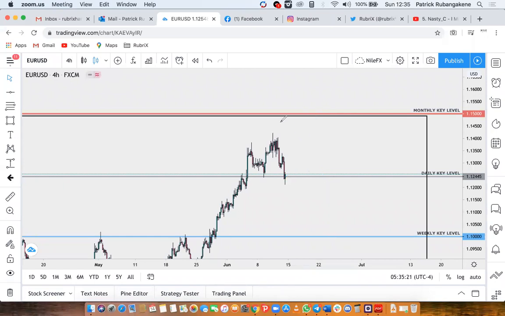Or I'm probably looking at price rejecting from this level because when I divide, since I'm on H4, when I divide this level and this one, I'm probably going to get half of it. And that is where price is actually rejecting from. So the rest of the things is price action. And that is basically how you break the market down.